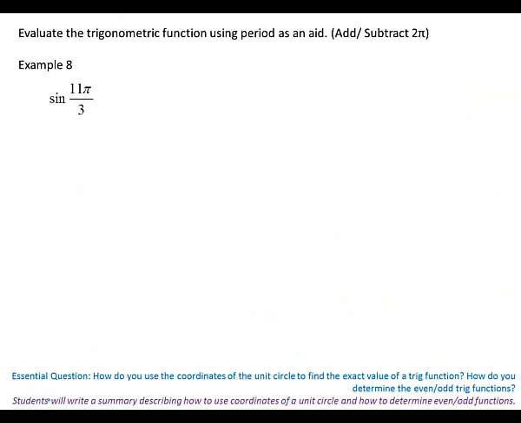All right. We have to evaluate. So this isn't really that much of an extension beyond what we were just doing. I have to do the same thing we did yesterday. When it says using period as an aid, all that means is we're going to add and subtract 2 pi. So when we're in over 3 world, first of all, do I need to add or subtract? Subtract, because I'm bigger than 2 pi right now. What am I going to subtract? 6 pi over 3. Good. So we have the sine of what, really? 5 pi over 3. Good.